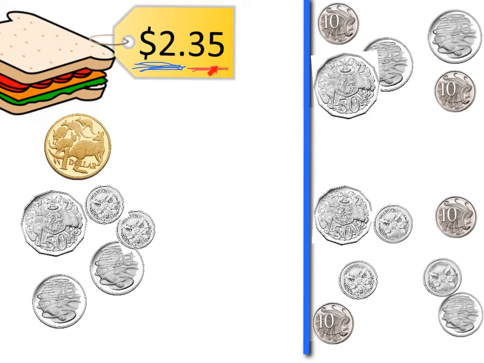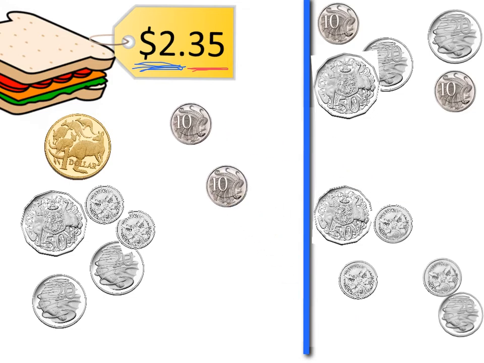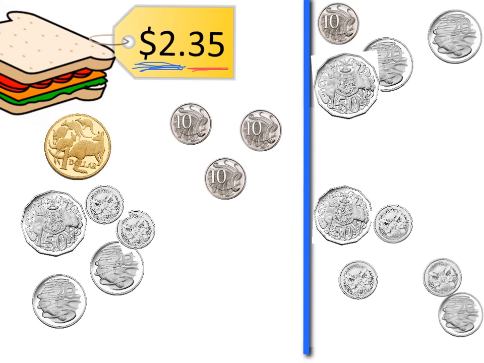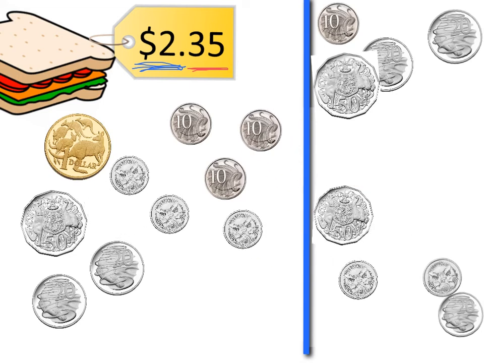Now I need to make the cents amount. So I might use whatever I can to add up to 35: 10, another 10, another 10, and a 5-cent coin. So now all of these coins all together, there's 1, 2, 3, 4, 5, 6, 7, 8, 9, 10 of them, have added up to make $2.35.